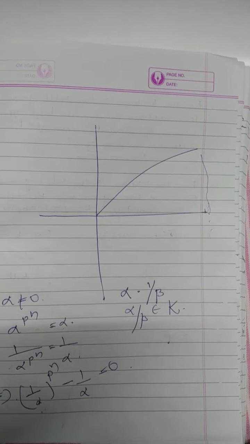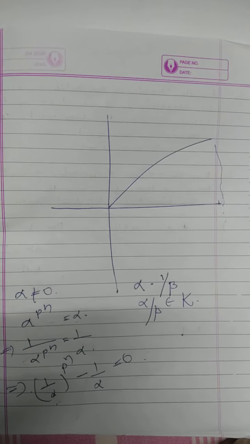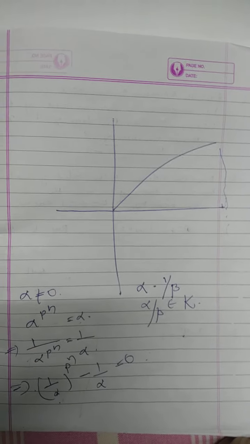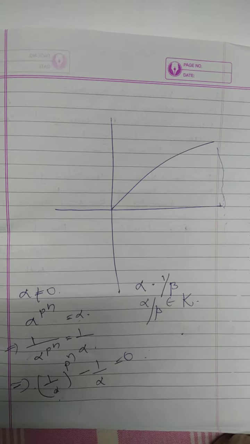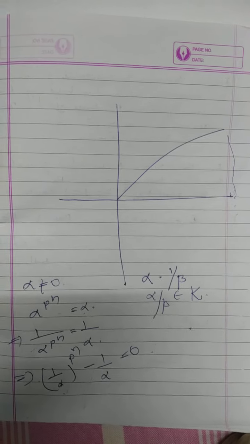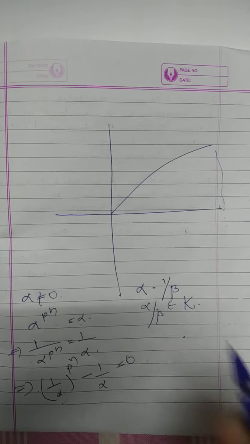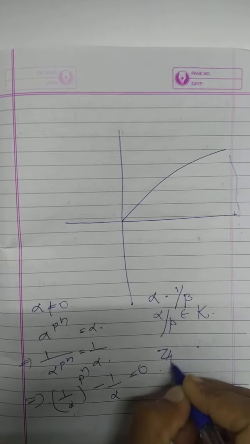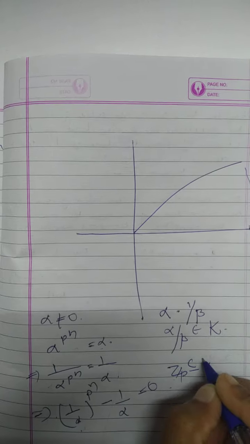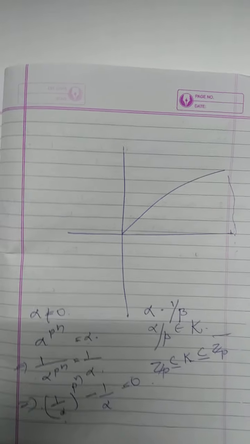Okay. So what we construct here? We construct a field containing p raised to n elements, and that field is contained in set P closure and it contains set P. Set P is contained in K and K is contained in set P closure.